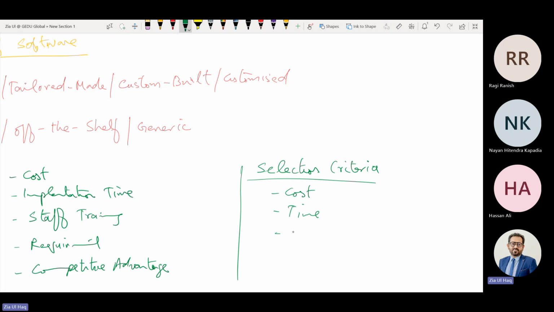We should focus on the supplier. If generic is available, who is the supplier? If it is Microsoft, it will be fine. But if not Microsoft, any ABC company's software would not be that reliable.